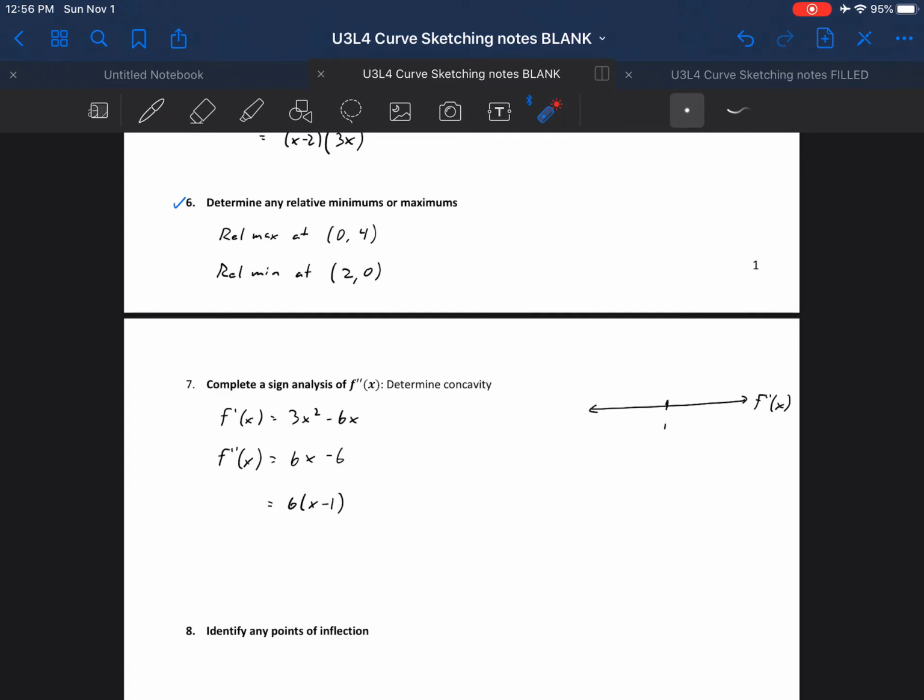If I pick a number greater than 1, like 2, this will be positive, so the whole second derivative will be positive. And if I pick a number like 0, which is less than 1, this will be negative, this will be positive, the product will be negative. Okay? So that's a number line representing my, or sign chart representing my second derivative. And just while I'm thinking about it, I want to copy this.